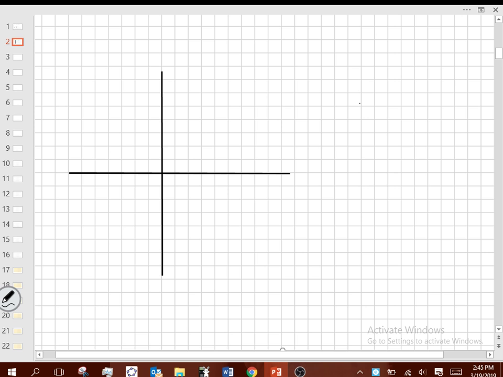So here's what I want you to do. We're going to rotate point A, which is 6, 1, about point P, which is at 2, 3, by 90 degrees, and we'll just say counterclockwise.